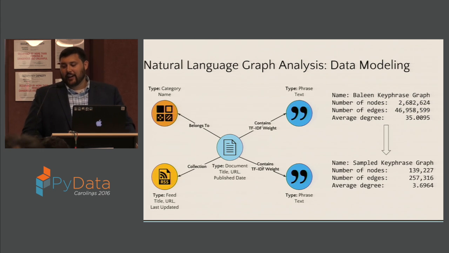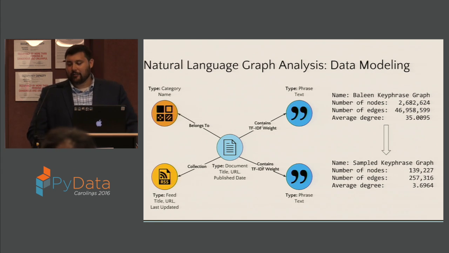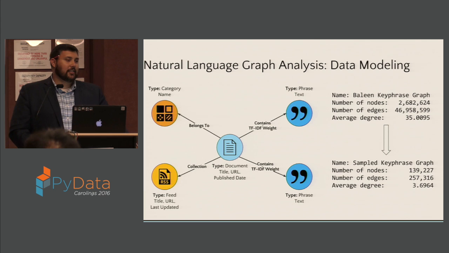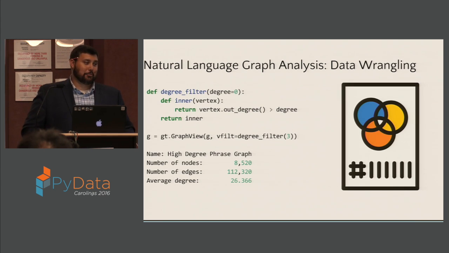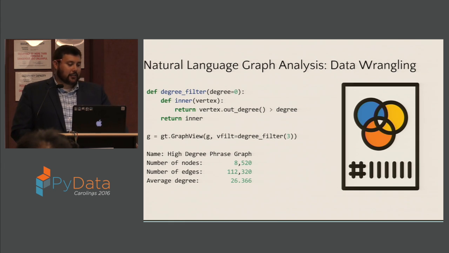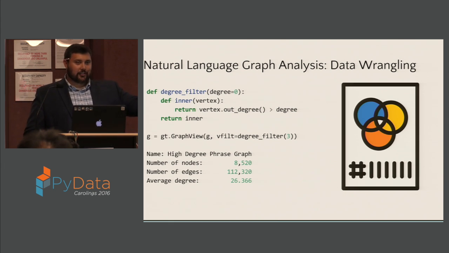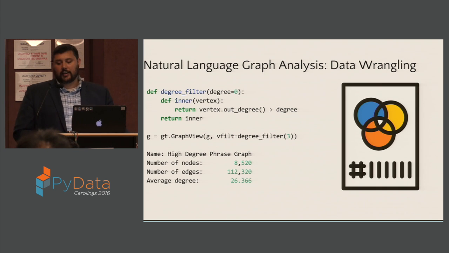And if you see, the first version of this on the complete corpus got us a graph of 2.6 million nodes and 46.9 million edges, which is about 20 gigabytes in memory, which is too much for this machine. So we sampled it down to about 139,000 nodes and 257,000 vertices. And hopefully you figure out that it's still pretty tough to work on that. Like any good data product or data analysis, that was the ingestion phase, and then we had to go through the wrangling phase.